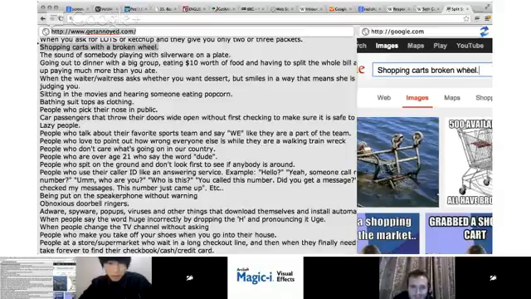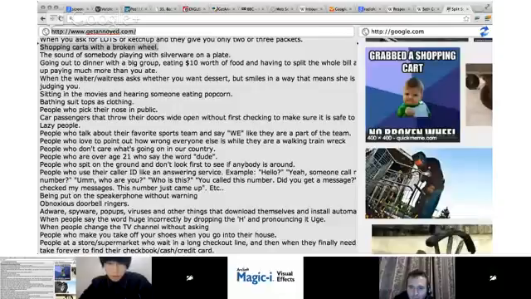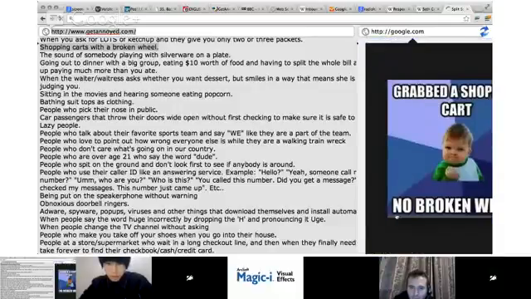So does everybody know what this means? Does anybody know? When you have a shopping cart with a broken wheel. Does anybody run into this problem? I did. Yep, so you ran into it. Yeah, I think we all have kind of run into it.